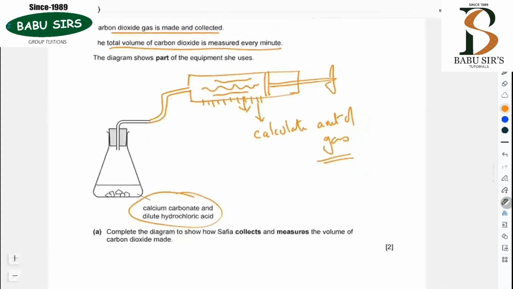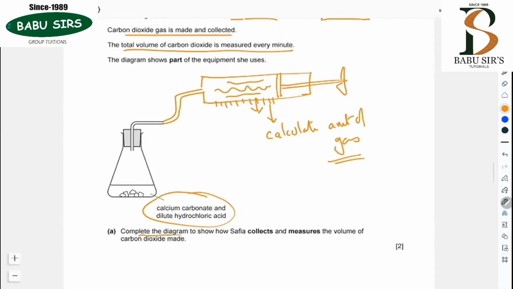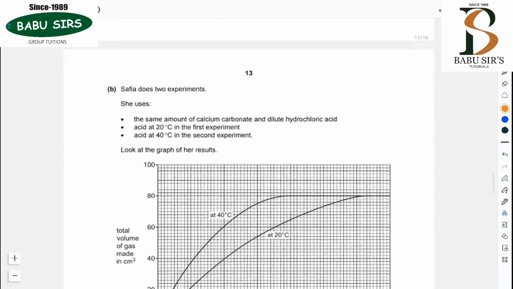So let's check. Complete the diagram to show how Cephia collects. So Cephia will collect this via gas syringe. And how will she measure? The measurement will be here. So the amount of carbon dioxide can easily be measured. Now let's go to the next question.